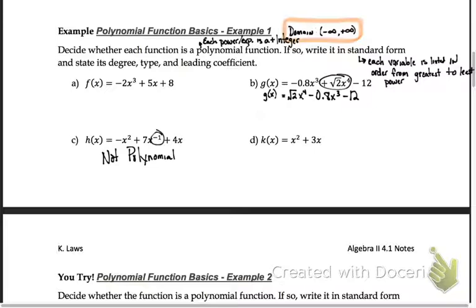So now we know C is not a polynomial. Now, is A, B, and D all in standard form? Yes, so we have everything in standard form, so we can kind of check that off the list. I didn't have to change A, and I didn't have to change D. Now, the next part says, state its degree. All the degree is the highest power. So whenever we talk about the degree, it's just going to talk about the highest power. So first off, we know that A, B, and D are all polynomials.